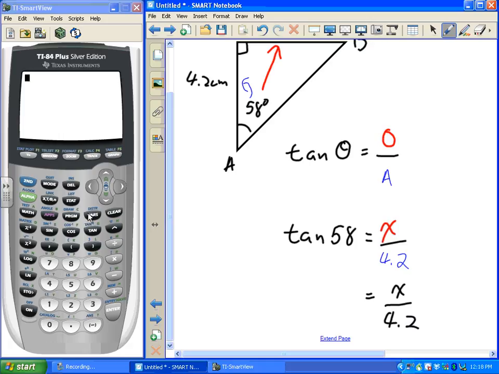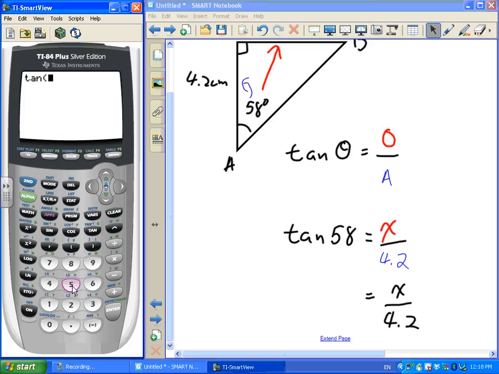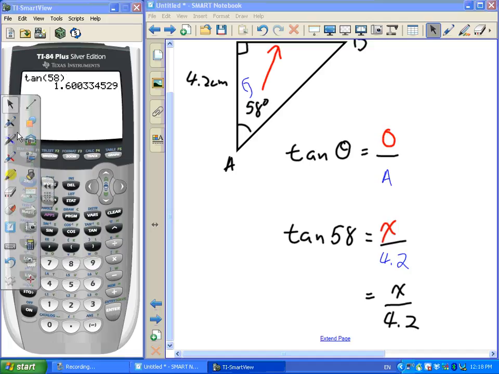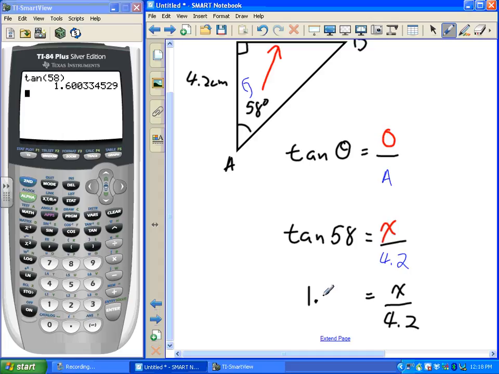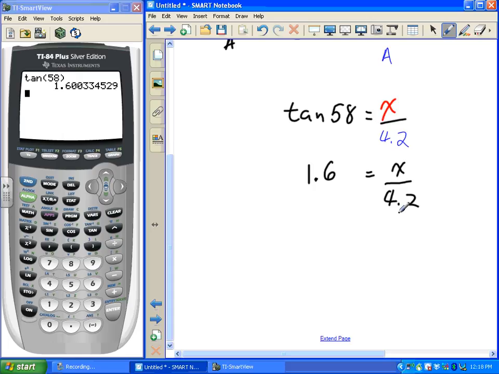I'm going to put that in my calculator. Tangent 58, 1.6. Let's leave it at that, okay? So we have 1.6. So I now know 1.6 is equal to x divided by 4.2. Well, I need to isolate x, so how do I move 4.2 to the other side? Multiply. So this becomes 4.2 multiplied by 1.6 is equal to x.